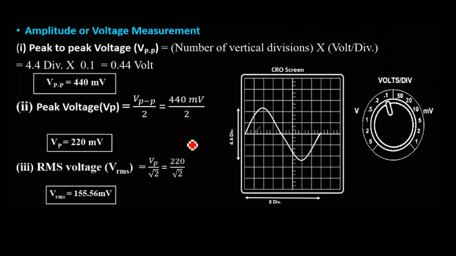Now the amplitude can be measured, as we have already seen. Here the volts per division is set to 0.1 volts per division, and when we are measuring peak to peak voltage, the total number of divisions between the two peaks are: here we have 1, 2, 3, 4, and then 0.2 here. Since this signal stretches over 4.4 divisions, the total voltage will be 0.44 volt or 440 millivolt. You multiply with the volts per division. Now the peak voltage is half of the peak to peak voltage, and RMS voltage is Vm by root 2, which also can be obtained.